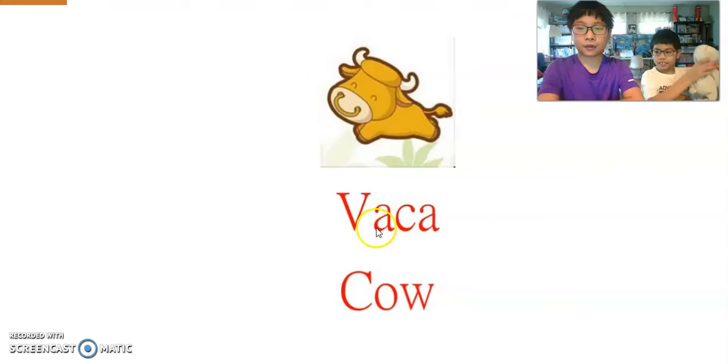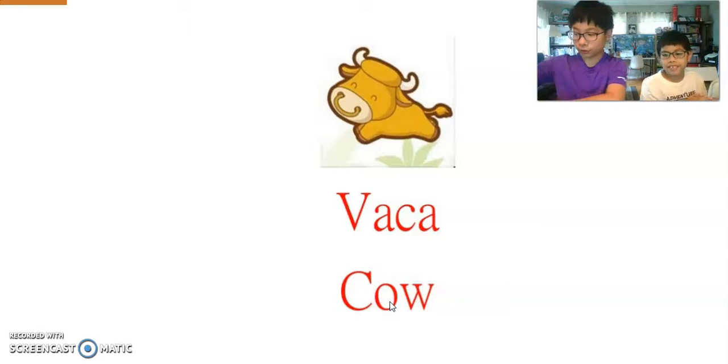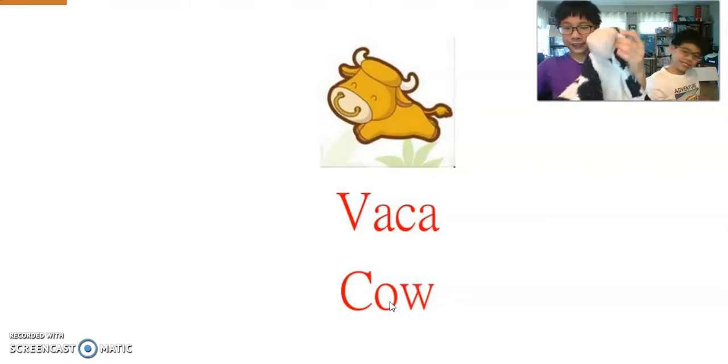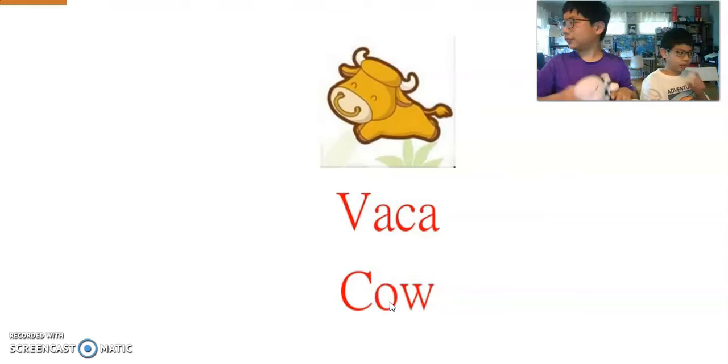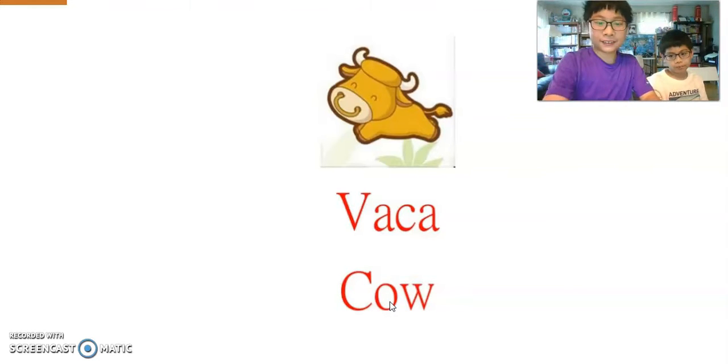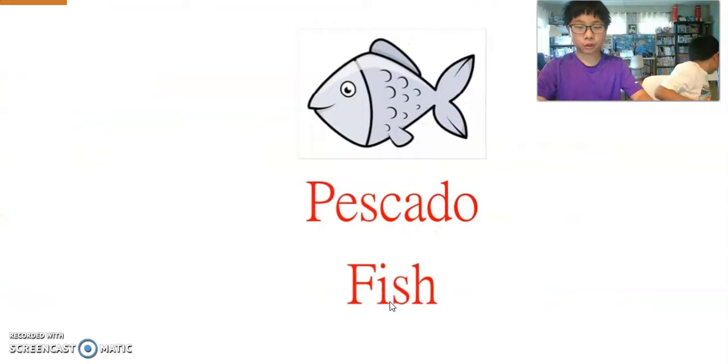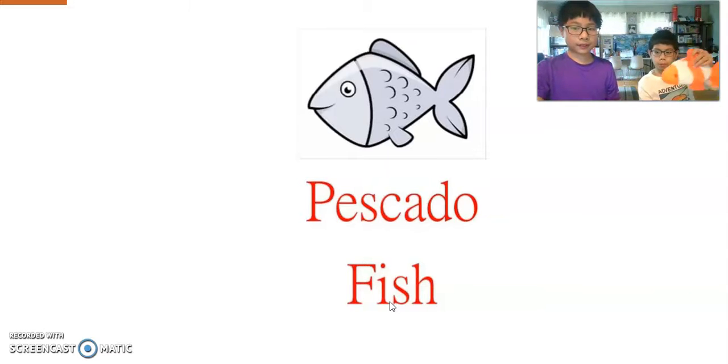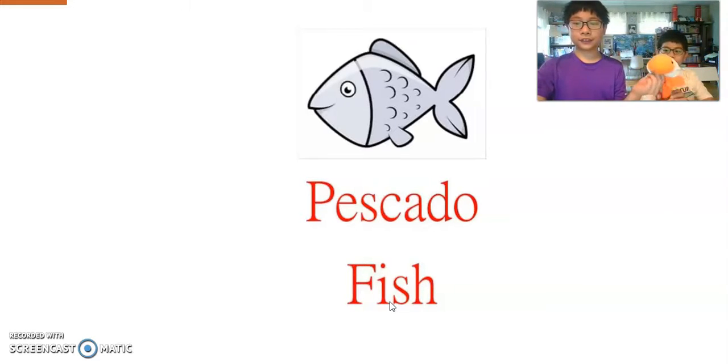Okay, the next one is vaca or cow. And in Chinese, that is niu, niu. Like, he's a cow. All right. The next one is pescado or fish. In Chinese, that is yu, yu. He's a clownfish. In Chinese, there's a lot of different fish names. So you don't have to remember this, but a clownfish is called xiao chou. Just saying it for fun.